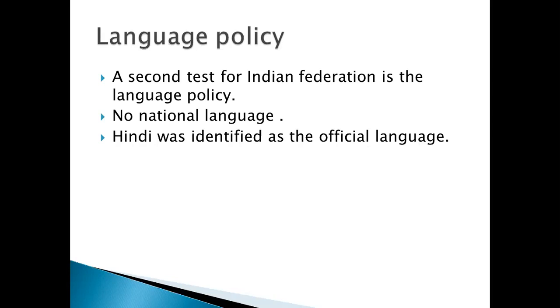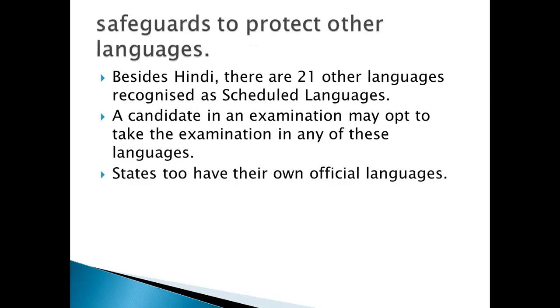So, this was the second test for the Indian Federation, how it decides the language policy, and it was decided that there will be no national language, and Hindi was identified as the official language. Now there were many safeguards to protect other languages, because there are many languages in our country. In fact, hundreds of different languages are spoken, but 21 major languages were chosen, and they were given constitutional validity.